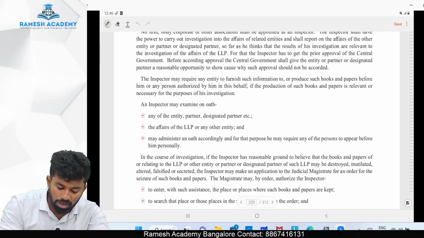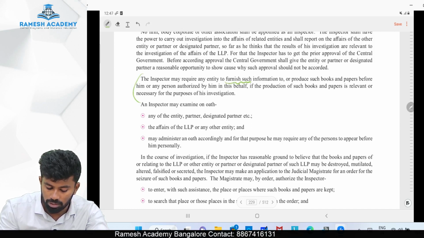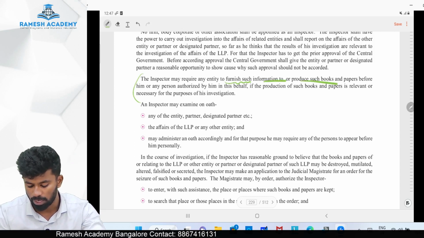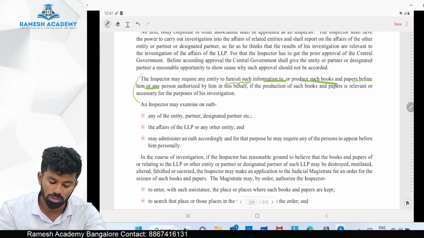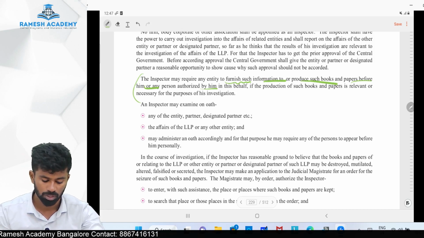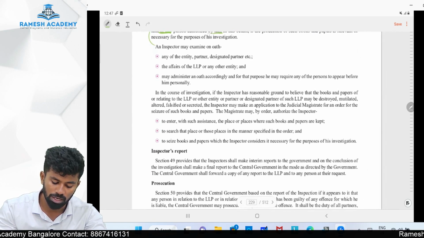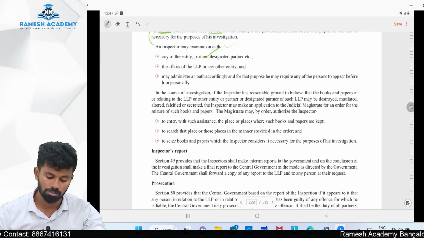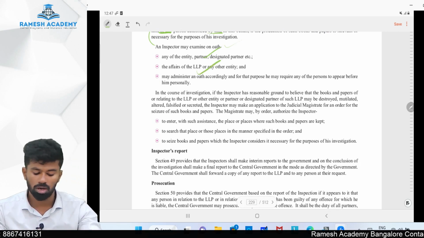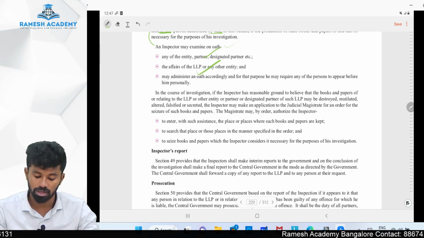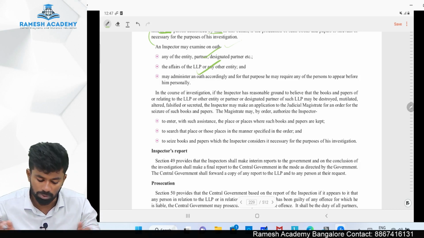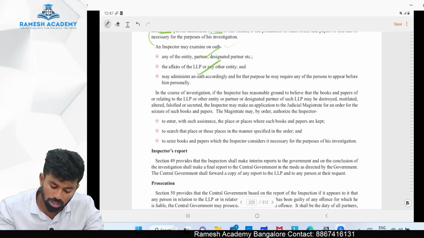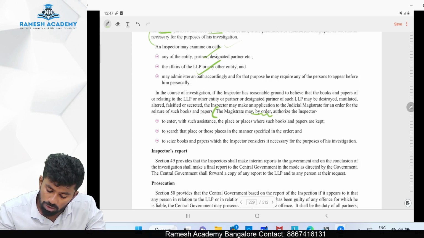The inspector may require the entity to furnish such information, produce such books and papers before him or any person authorized by him. The inspector may examine on oath any of the entity, partner, DP, on the affairs of the LLP and may administer an oath accordingly, and for that purpose he may require any of the persons to appear before him personally. These are the powers of whom? Inspector.